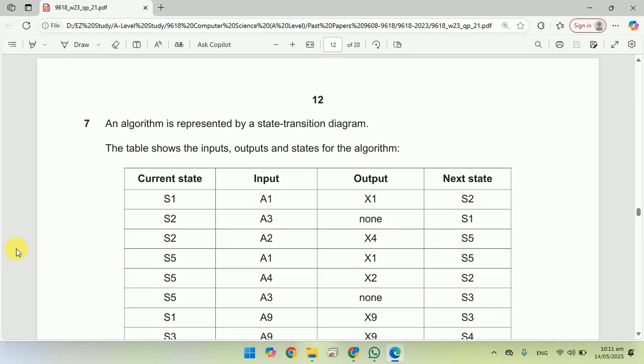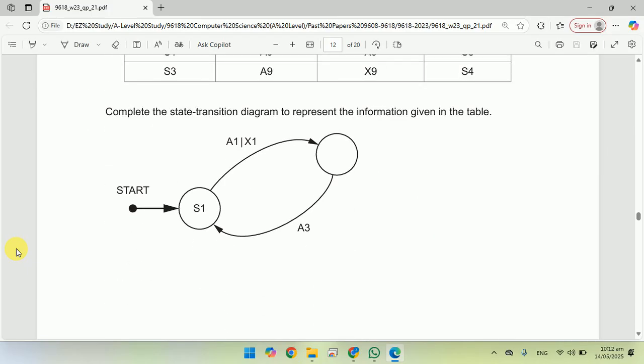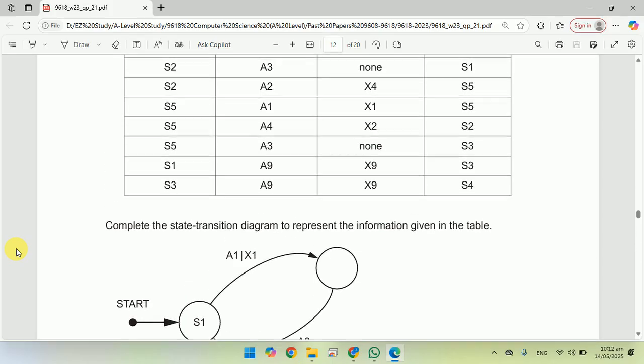The previous one, we had completed the STD table from the given diagram. Now we have been given the table, vice versa. This is the reverse of the previous question, and we are supposed to complete this diagram. Now this one might seem to you a complete diagram, but it is not. So let's just look at it.